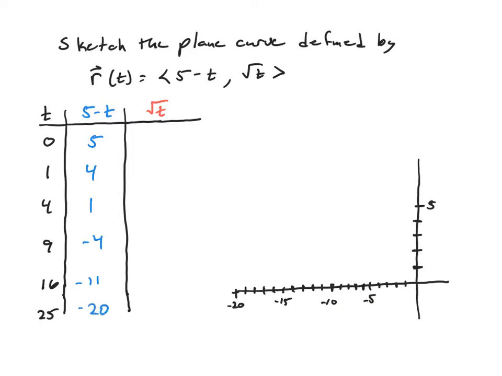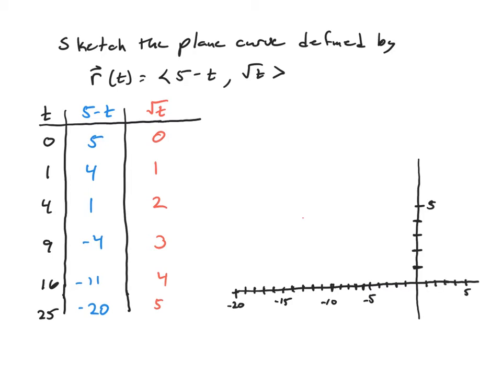And then when I work with the square root of t, when I plug in 0, I'll get 0. When I plug in 1, I get 1. When I plug in 4, I get 2. Then 9 gives me 3, 16 gives me 4, and 25 gives me 5.